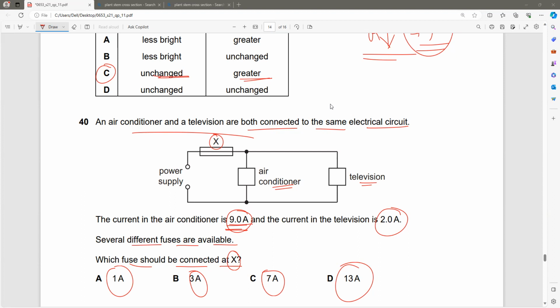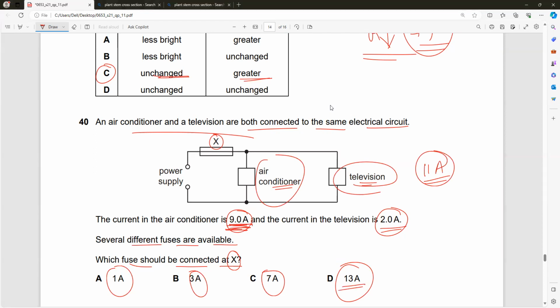So now the total current in the circuit is what? Air conditioner plus television, both are connected. So what is the total current in the circuit? 9 plus 2. How many amperes total current? 11 amperes. So we have to choose a fuse a little bit more than that, not less than that. So what is a little bit more than this here? It is 13 ampere only. If you choose a 7 ampere, 33 ampere or 1 ampere, the fuse will never stand. It will break as soon as you connect.